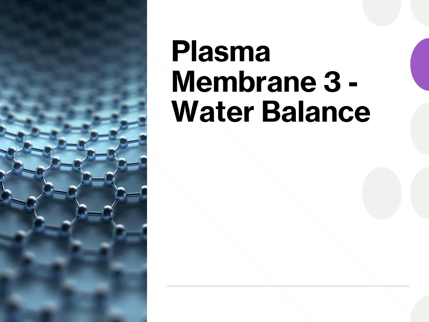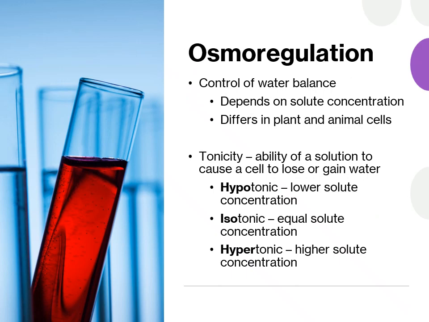Hi everyone. In this video on the plasma membrane, we're going to look at water balance, how it's maintained, and how it differs in plant and animal cells. Osmoregulation is the control of water balance, and it depends on the balance of solute concentrations inside and outside the cell.